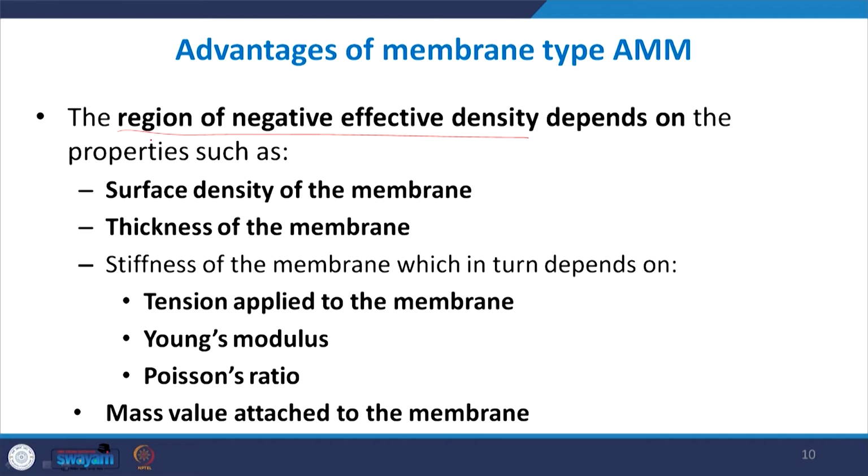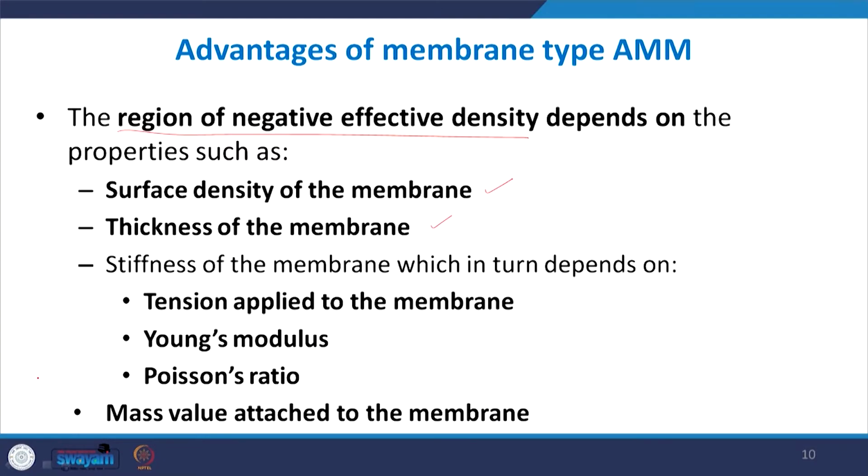And what does this range of frequency depend on? It depends on the surface density of the membrane and the thickness of the membrane. So, this gives you the mass of the membrane. In the same way, it also depends upon the tension that is applied to the membrane. So, overall it depends upon the stiffness of the membrane and the mass of the membrane, and the stiffness in turn depends on the tension applied to the membrane, the Young's modulus and the Poisson's ratio of the material used for the membrane. And similarly, it will also depend upon the density of the attached mass.